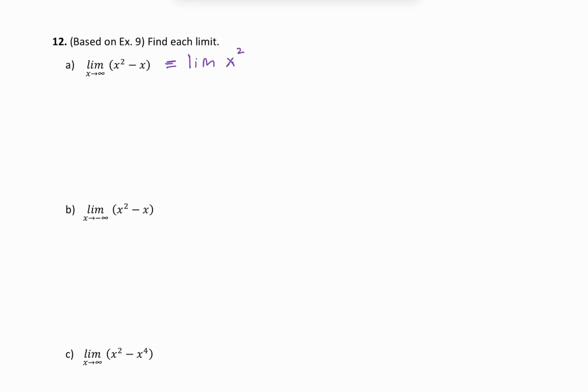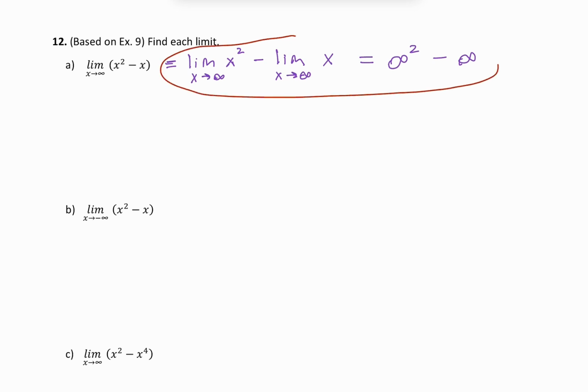I can technically use the difference law, but that would also have me substituting infinity squared minus infinity, which I cannot do. There's no substituting of infinity, so I can't do that. So instead of trying to do that, I'm going to put a red X on this. That's not something we can do.